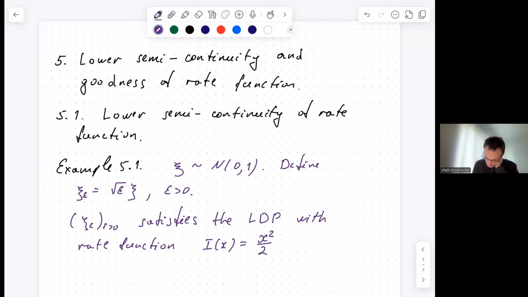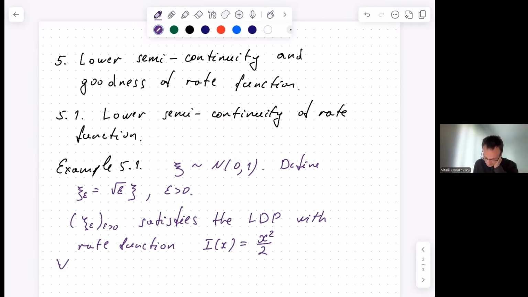What does it mean? Last time we discussed two equivalent formulations or definitions of the large deviation principle. One was given as a definition, another as a statement of a lemma, and we discussed that these definitions are equivalent. So very often I will work with one of them as a definition. Therefore, just to recall what it means, we will use the statement of the lemma.